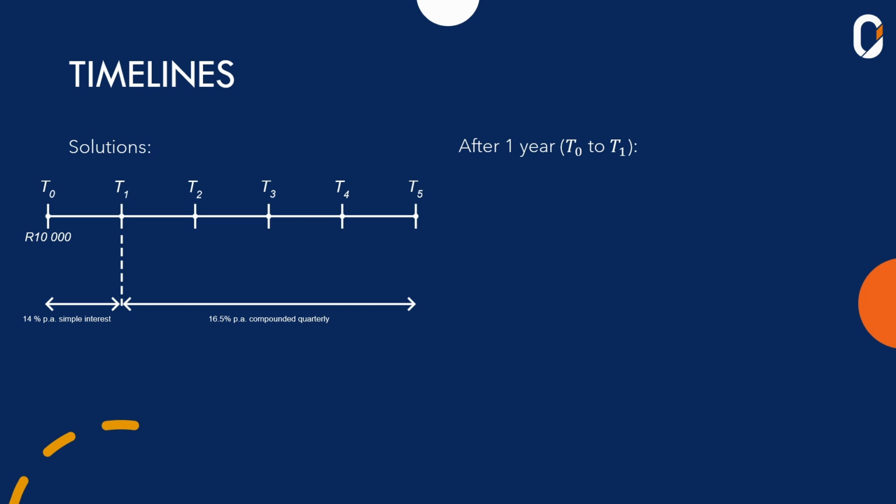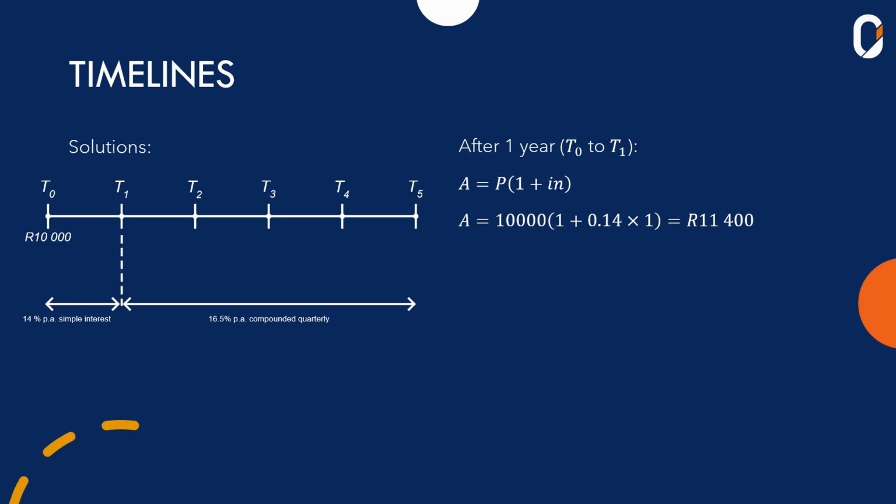After 1 year, that is between T0 and T1, we want to calculate how much we'll have at this time. We introduce our simple interest formula as it is 14% per annum simple interest, and hence we'll have A equals P(1 plus iN), and substituting in our values, we'll have A equals 10,000(1 plus 0.14 multiplied by 1), because that is after exactly 1 year, and hence we'll have an accumulated amount after 1 year of 11,400 rands.